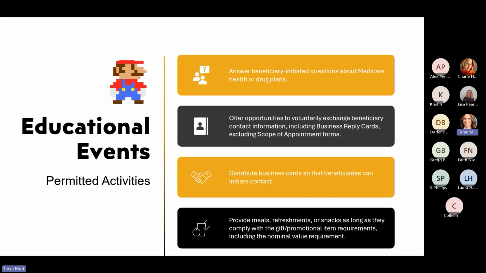You can answer beneficiary-initiated questions about Medicare health and or drug plans, and offer opportunities to voluntarily exchange beneficiary contact information, including BRCs, excluding scope of appointment forms. See how AHIP is tricking you? Because in a couple screens before, it said you could do scope of appointments. Now it's saying that you cannot. We need to go with this one. You can definitely use BRCs. You cannot have scope of appointments at the educational event.